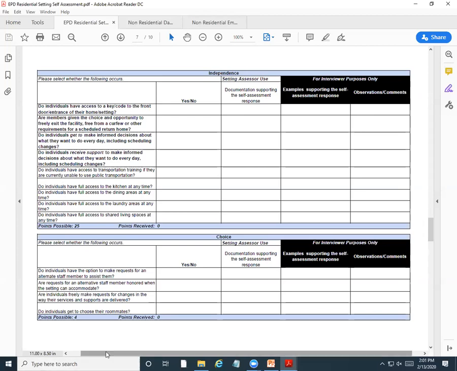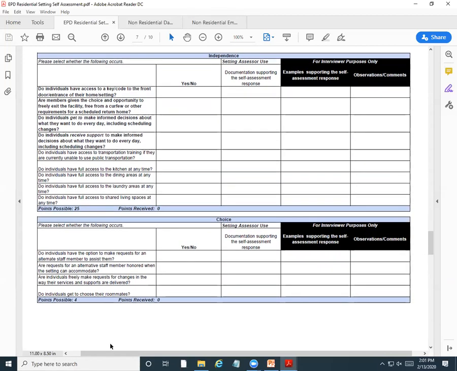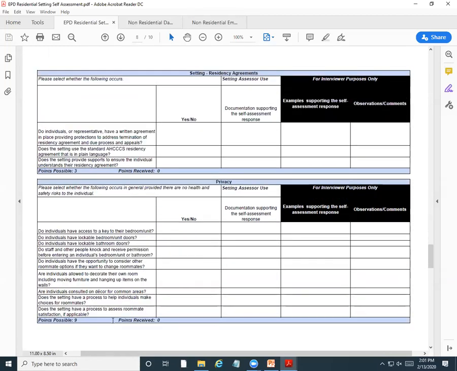We're going to move on just a little bit. We'll go to residency agreements. Again, this is something only for the EPD residential assisted living centers. We are still working this out with CDD internally to figure out how to accommodate this as a part of the HCBS rules.